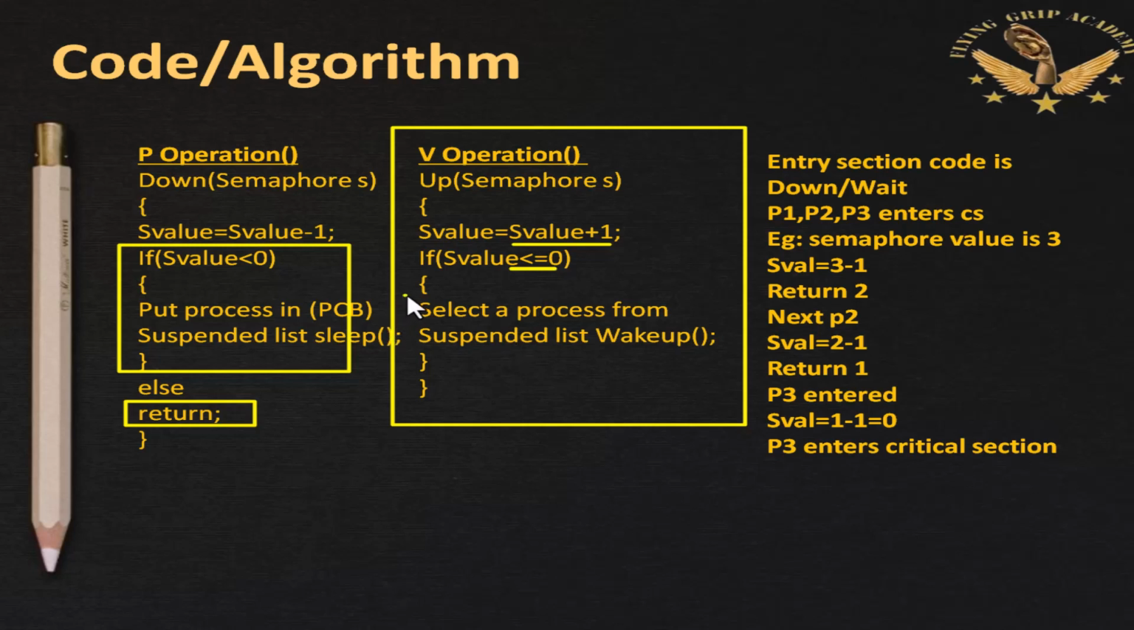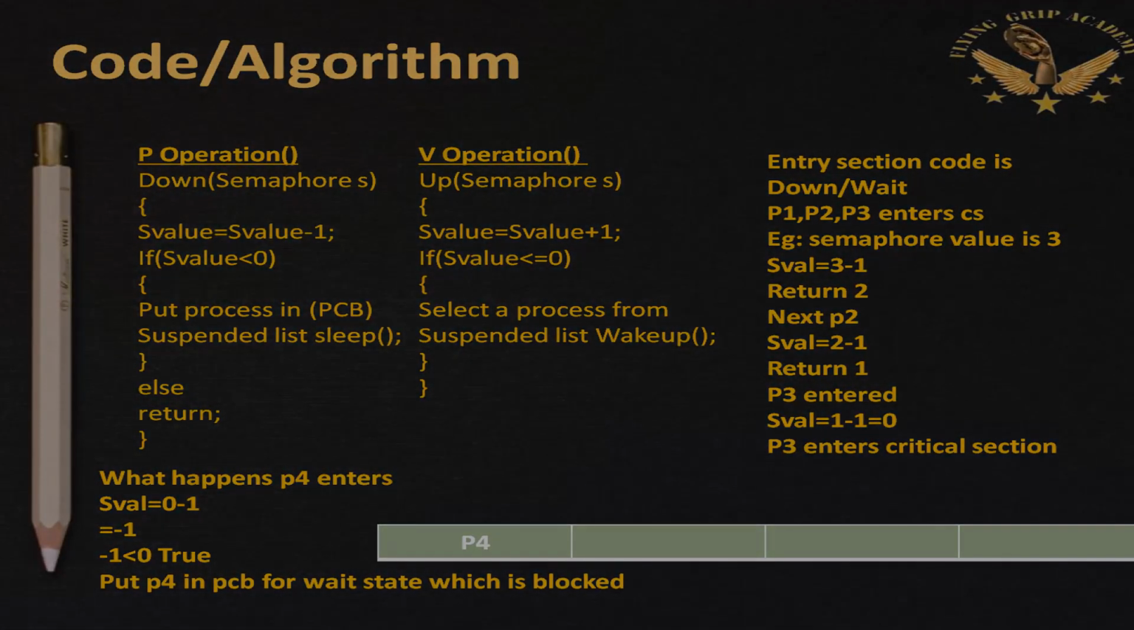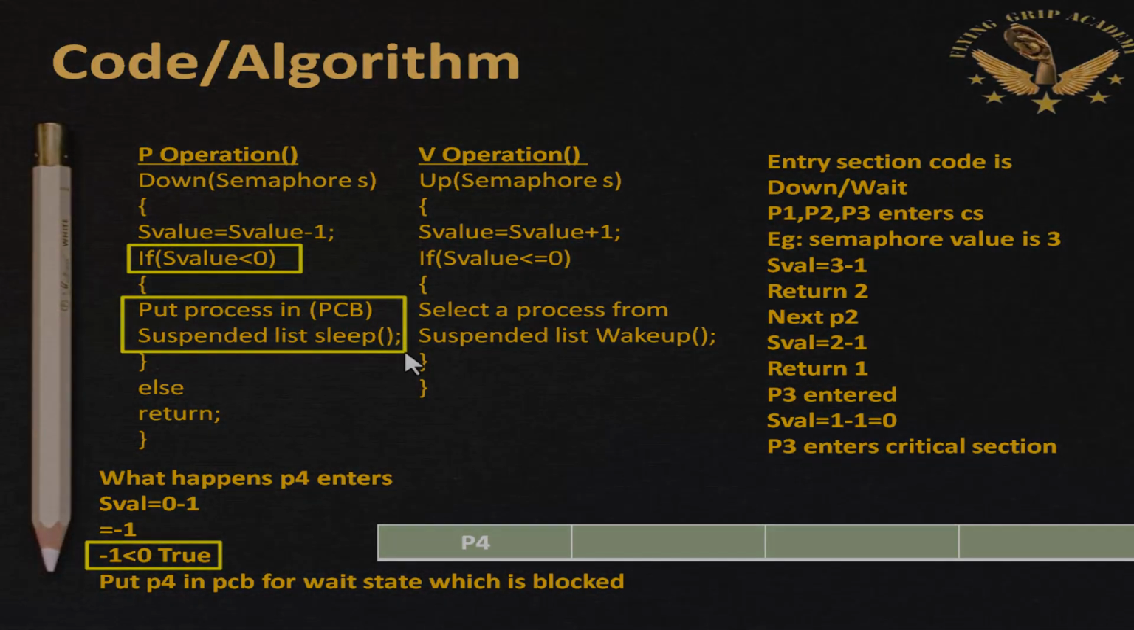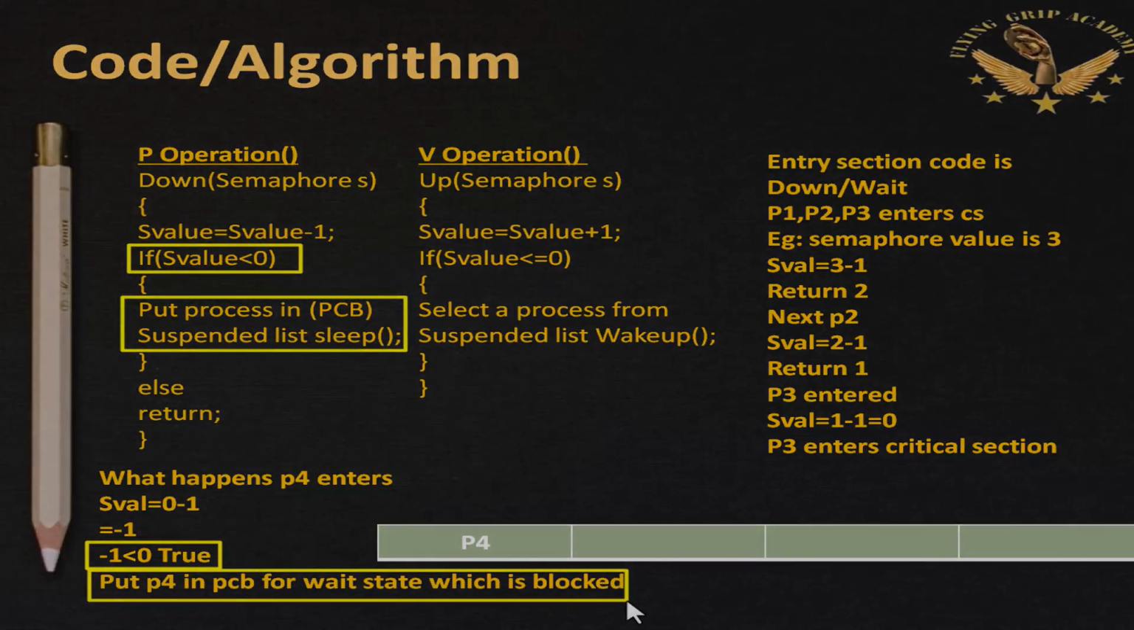Now the process will wake up. It means up to P3 can enter the critical section. After P3, whatever processes are entering will remain in the blocked state. Next, P4 will be kept into the PCB. For P4, minus 1 is less than 0, which is true. So now put the process in the process control block, the suspended list, sleep. It goes to the suspended list and to the sleep state. So we put P4 in the PCB, which is the blocked state.